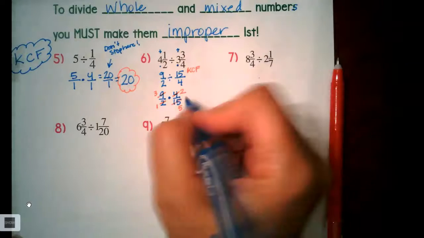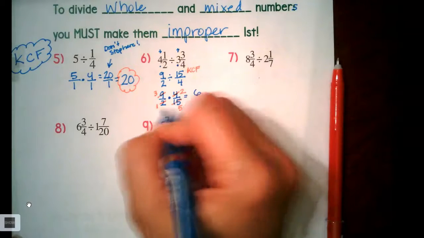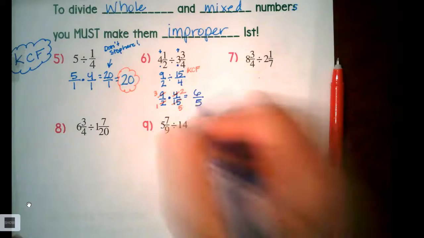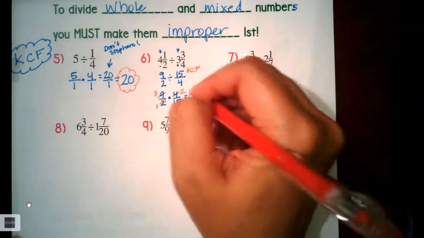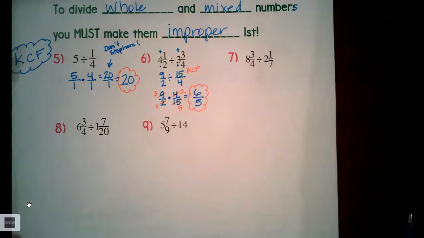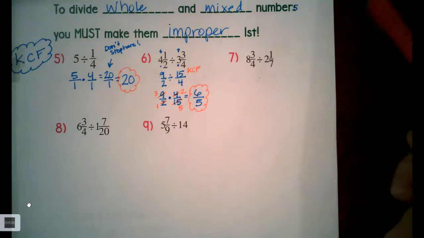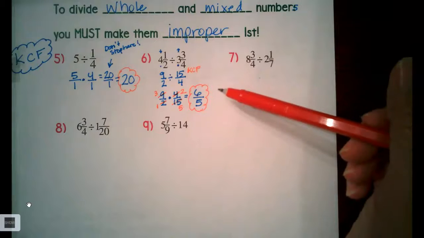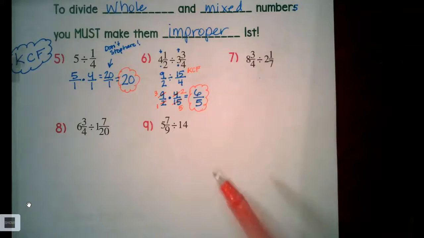Here we go. 3 times 2 is 6. 1 times 5 is 5. So that is simplified. It is improper, but leave it be. It's fine. Okay? Now if you did make it a mixed number and you do that correctly, we would not mark that wrong, but generally with middle and high school it's better to leave it improper. Okay? I want you to pause the video and do the next 3. Come back and check it when you're done.